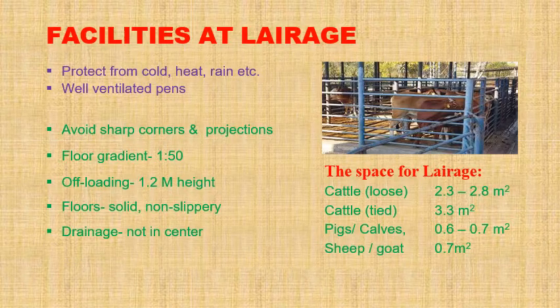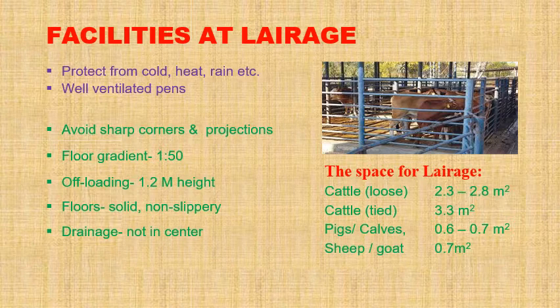So we are discussing the construction and facilities of a modern abattoir. Here we will see the facilities at lairage. It should protect the animals from cold, heat, rain, etc. So it should be well ventilated and there should be many separate pens as per the number or capacity of the abattoir. It should avoid sharp corners and projections which may cause injury to the animals.